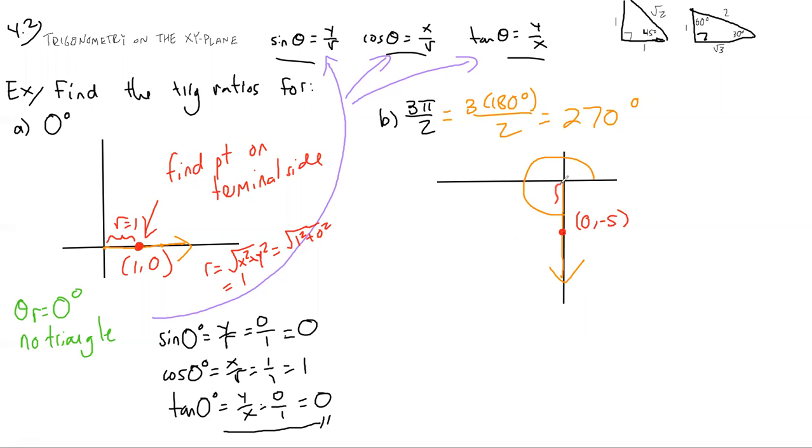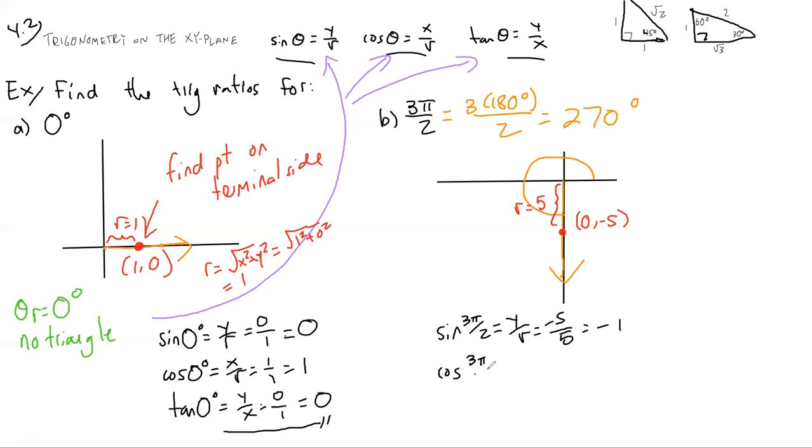I'm not going to calculate r with the formula. It is just that length, and we always want r to be positive. So the distance between the origin and that point is 5. And we're going to plug everything in. So sine of 3 pi over 2 is going to be y over r, which is -5 over 5, which is -1. So it didn't really matter that I chose -5 instead of -1 or -2 or -20. The lengths just sort of cancel each other out, and the ratio should be the same regardless.